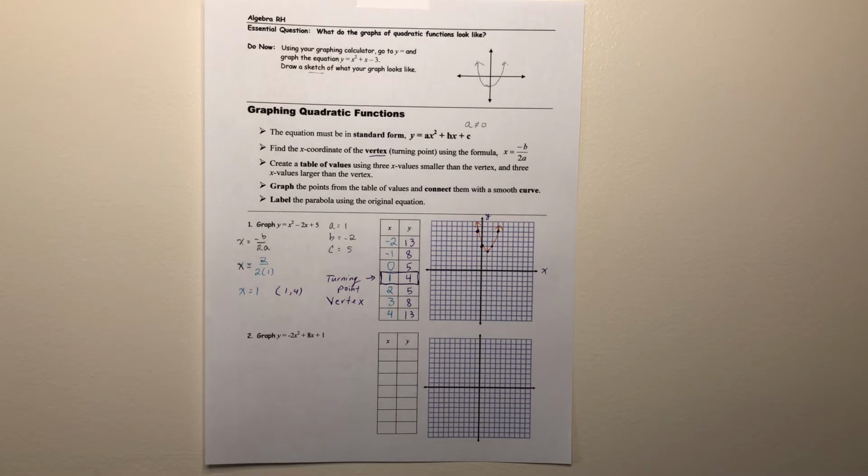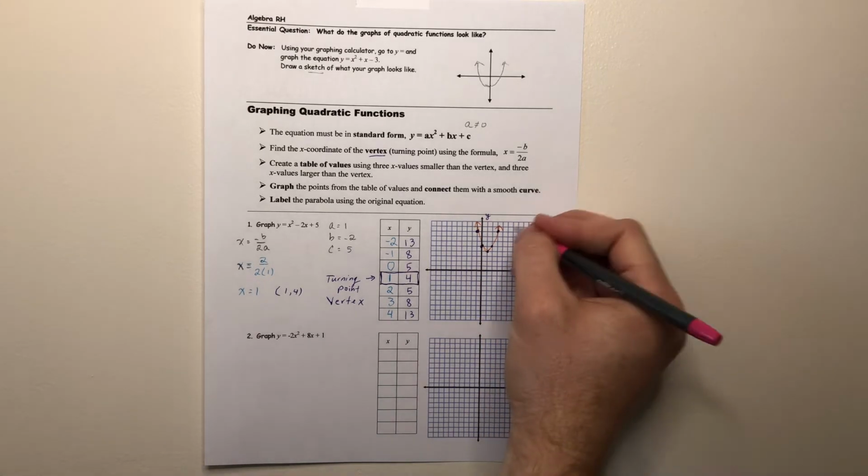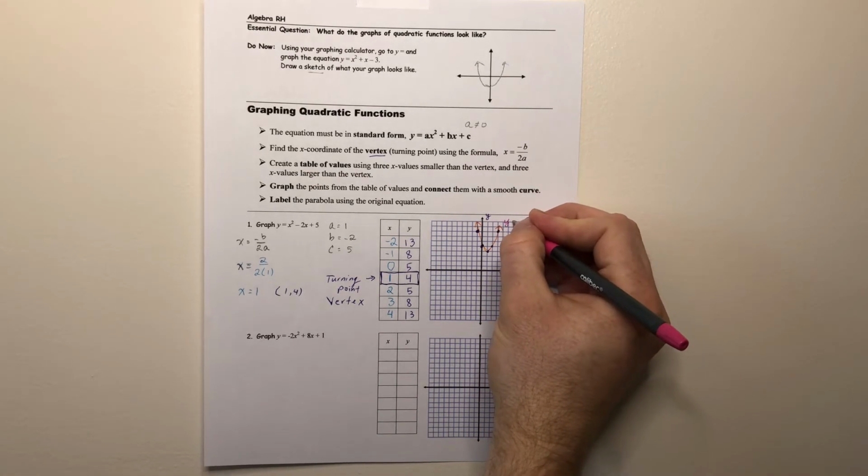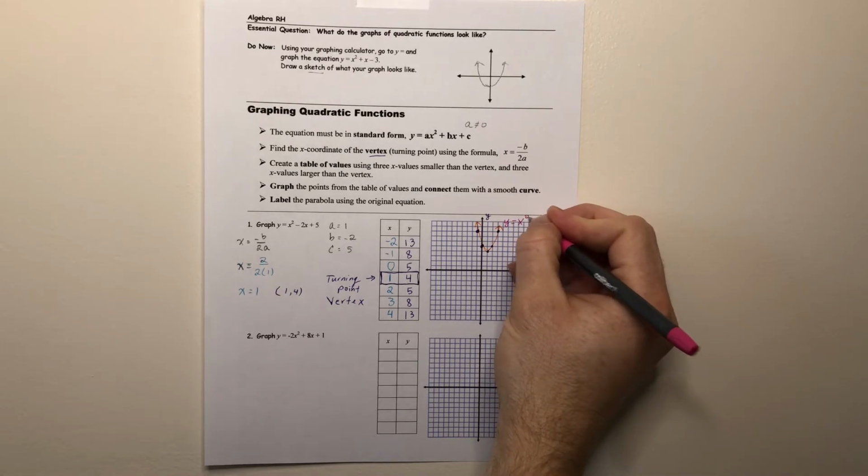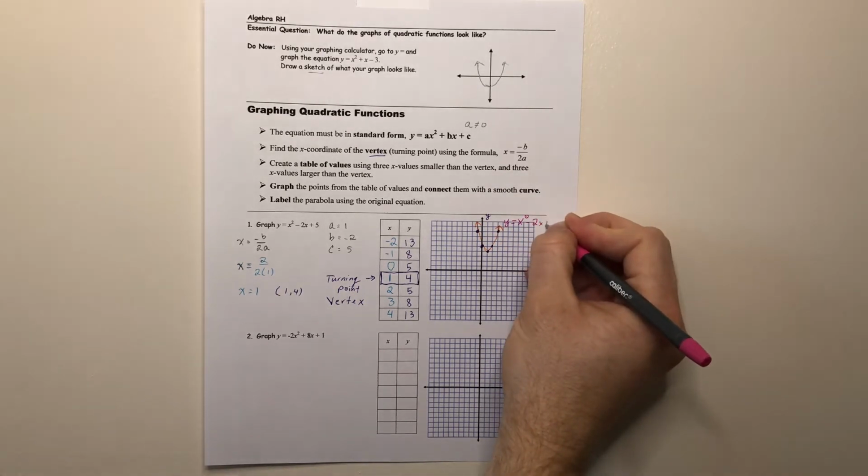We call these parabolas. And again, just like any function, we are going to label the equation on one of the arrows, which is usually the best way to do it. So this is y equals x squared minus 2x plus 5.